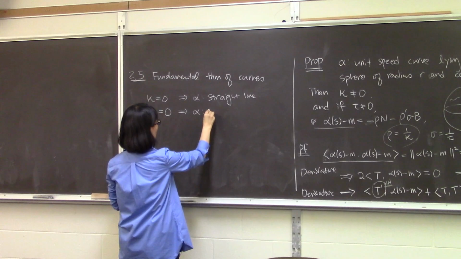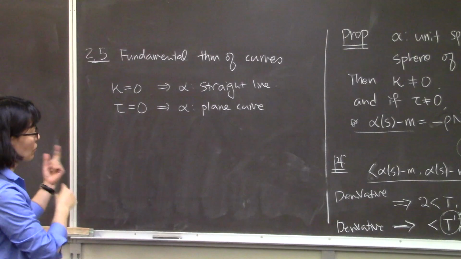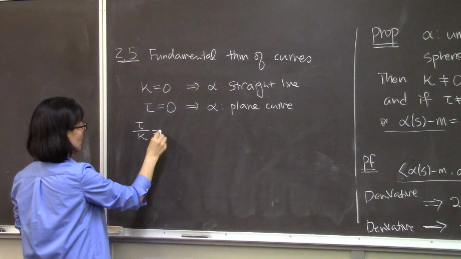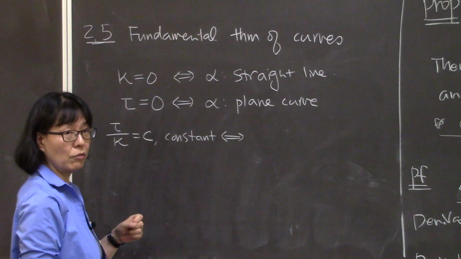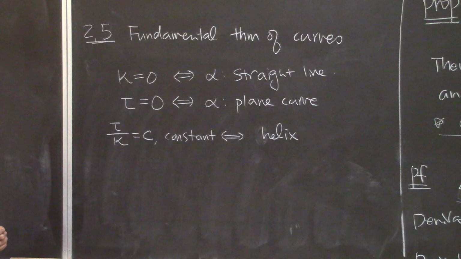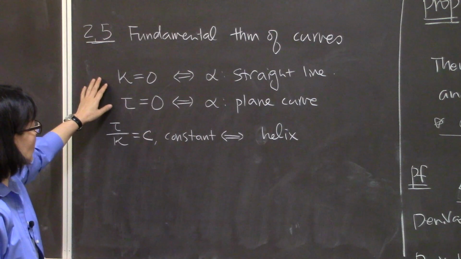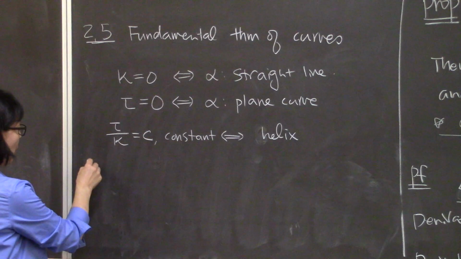Okay. Then also we know that from the other one, if the ratio of this is constant, then actually it's the same here. It's an if and only if condition. Then we know alpha is on a helix. So it looks like if you have some curvature and torsion given, then we can see what the curve is. So actually it's true. So we have the following fundamental theorem of curves.